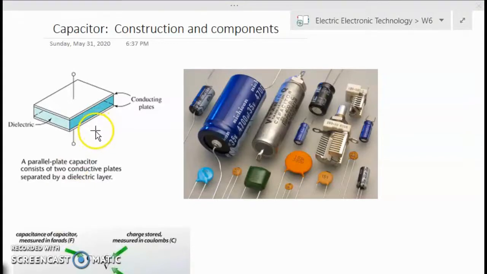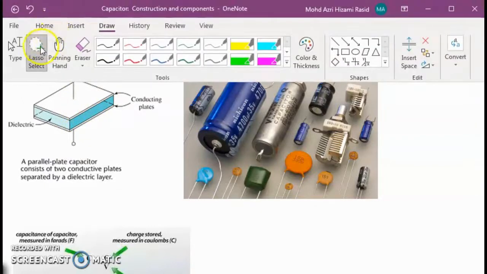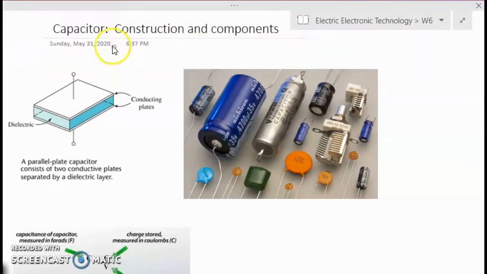Basically, a capacitor is made of two basic components. The first one is conductive plates, right? Two conductive plates, and in between the conductive plates we will have the second part, which is what we call a dielectric. So what is a dielectric? The component here in the middle. A dielectric is basically a component that doesn't conduct electricity, right? It is a component that separates the two conductive plates, which I'll later explain how it works.